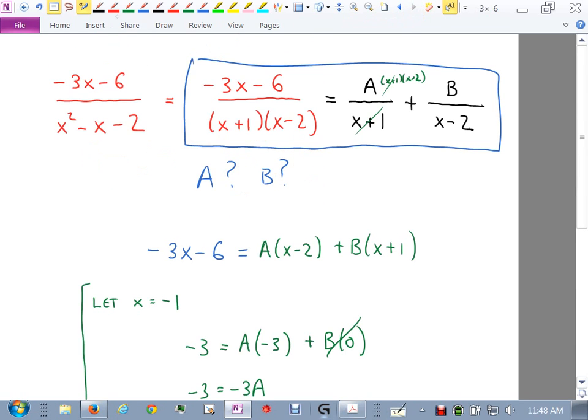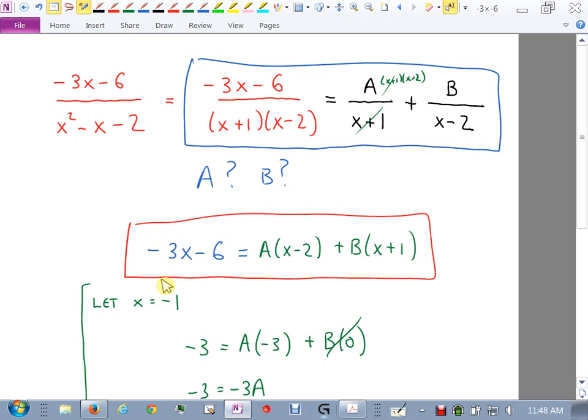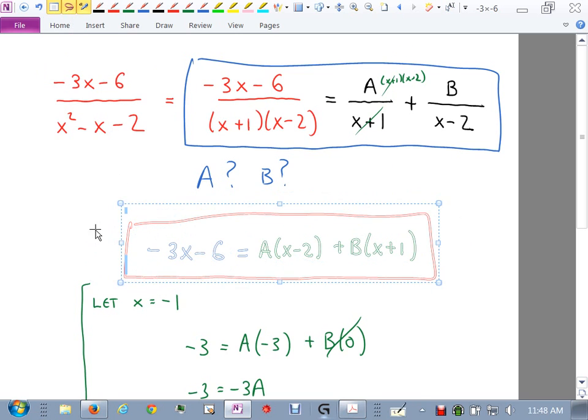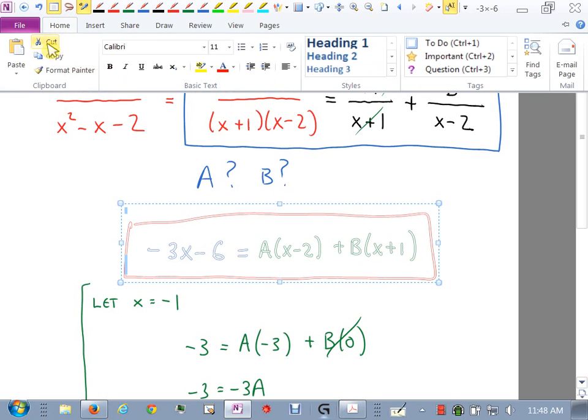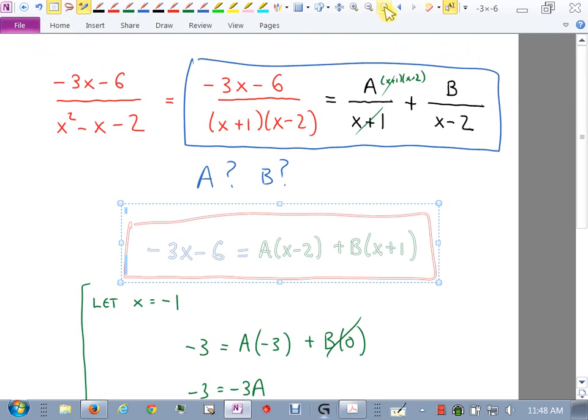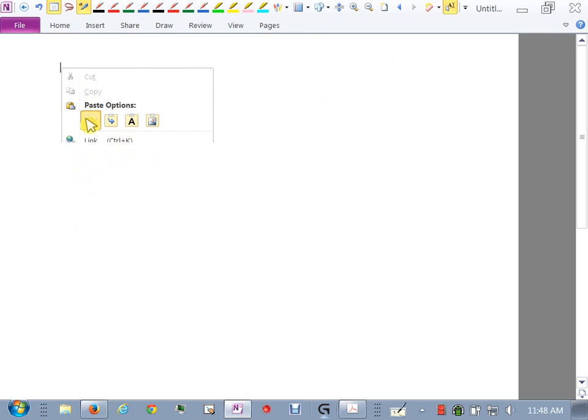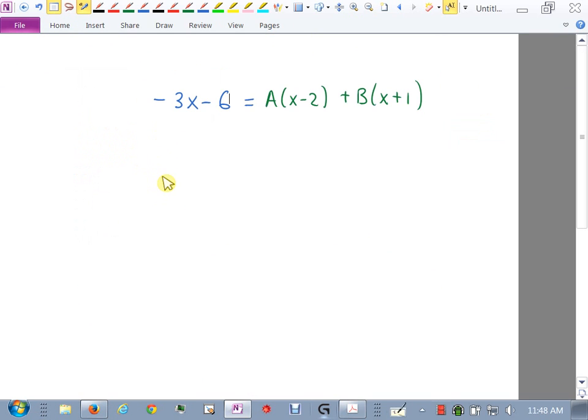So I would like to show you the other approach, because I've got to make sure you know how to do it. I'm going to take this and go to another page with it and rework it with the other approach, because you're expected to be able to do either one. Okay, the other approach, which is more powerful, this will work no matter what, is you distribute your constants through.